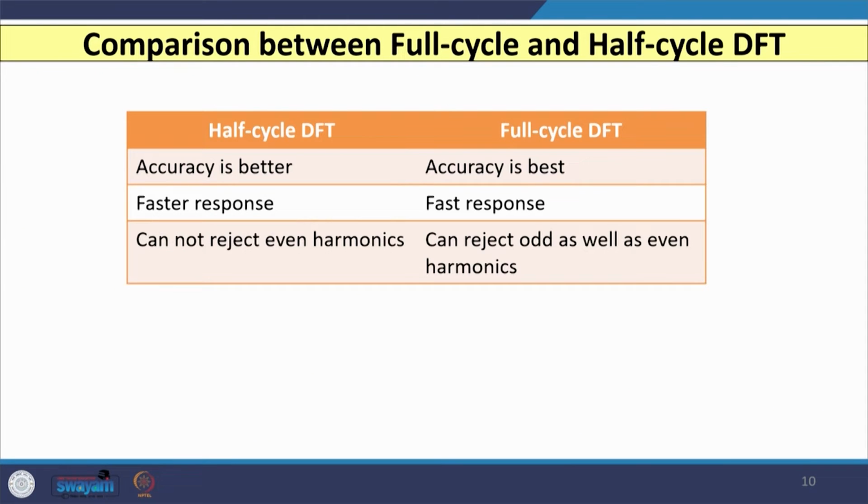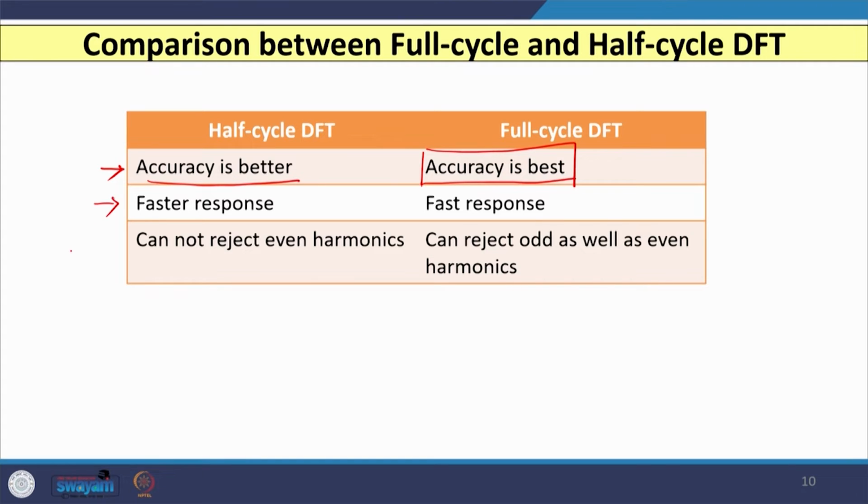So, that means if I use the half cycle DFT compared to the full cycle DFT, there is a significant difference as far as performance is concerned. If I consider the first performance parameter, that is accuracy, then accuracy is better in case of half cycle DFT, whereas in case of full cycle DFT accuracy is best. Obviously, because full cycle DFT uses more samples, it is able to estimate the phasor value more accurately compared to half cycle DFT.